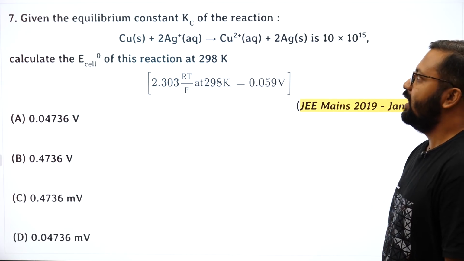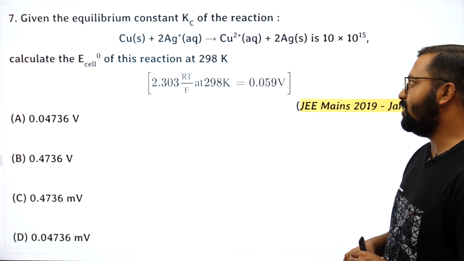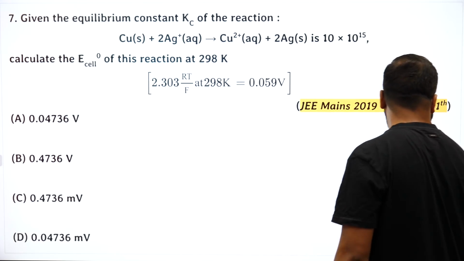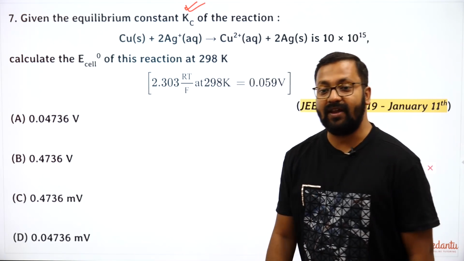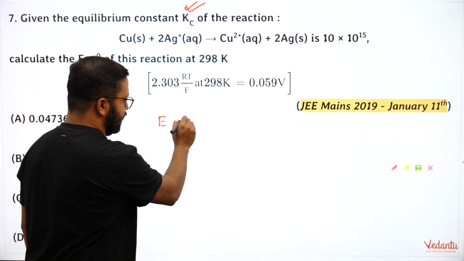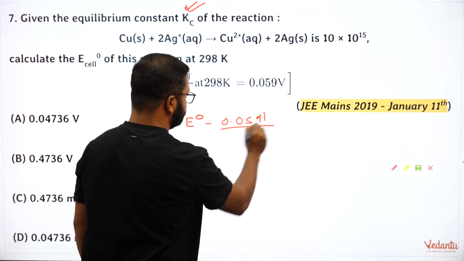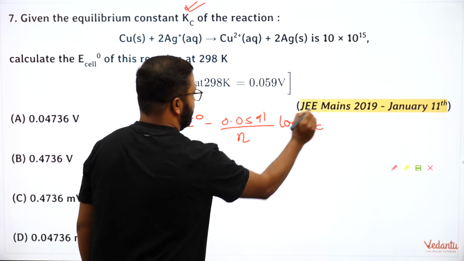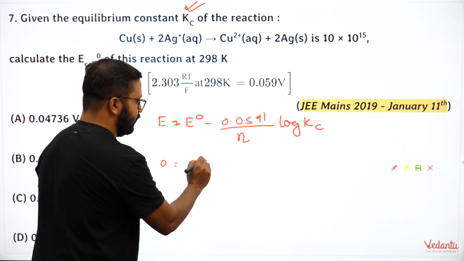The next question is this. Given the equilibrium constant Kc for the reaction, calculate the E naught of the cell. This is a very simple question. Equilibrium constant is given, beta. If equilibrium constant is given, then E cell will be equal to 0. So what we will do is E equals to E naught minus 0.0591 by n log Kc. Okay, this will be equal to 0. E naught needs to be calculated.